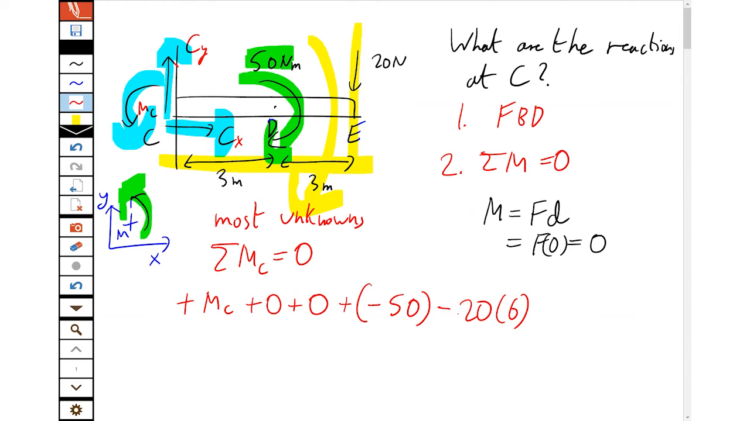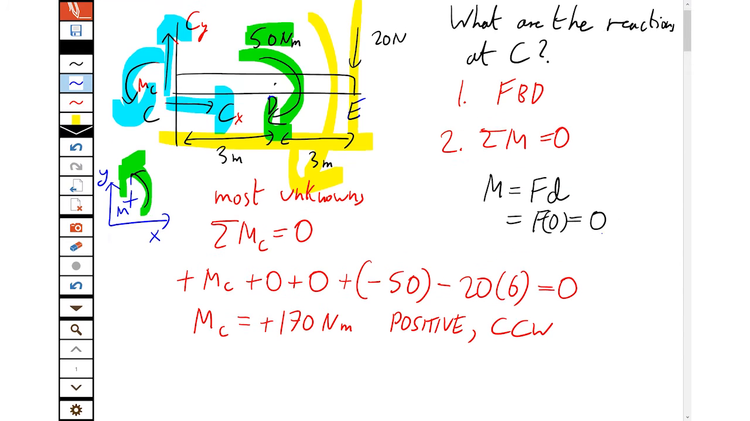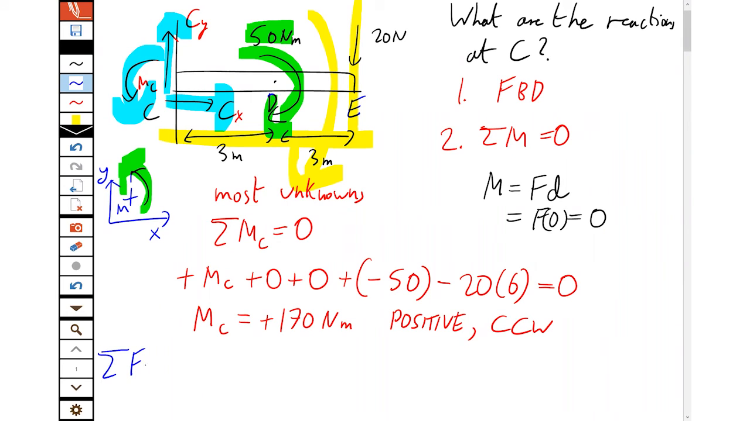You see, I call out the full procedure every time I do it, because I'm going to do it 1,000 times in this course, and then it becomes second nature, free and easy. So that equals 0. Lo and behold, we have one equation with one unknown. We find the moment at C is plus 170 Newton meters. That's positive. So it's in the direction I drew, counterclockwise. And then, as always, we move on to the forces. The sum of all the horizontal forces is 0. So the horizontal reaction at C is 0. That happens a lot, but not every single time, so you don't skip it.